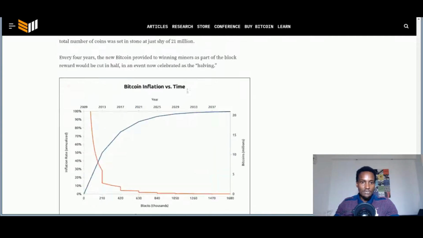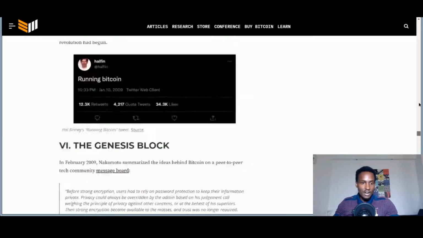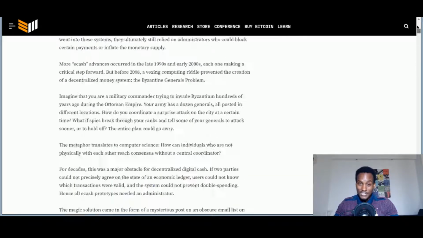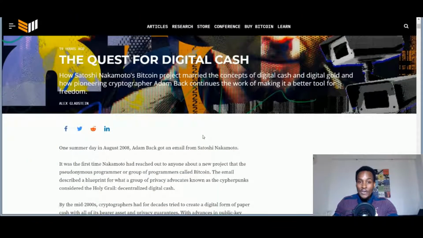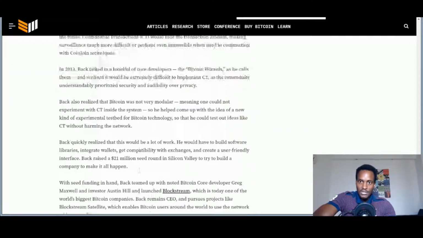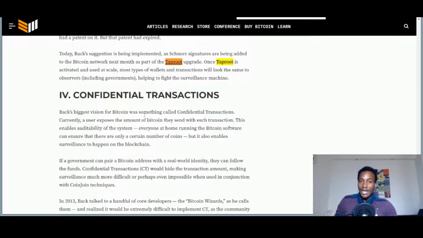So this is a repeat of the article. There was an interesting article here that I want you guys to read yourselves. It's very, very long, but if you're interested in knowing more about the history of Bitcoin, this is a perfect article to read. I'll do a quick search here for Taproot. Okay, there's a lot of things. I'll just talk about these two things, Taproot and Lightning Network, from this article.